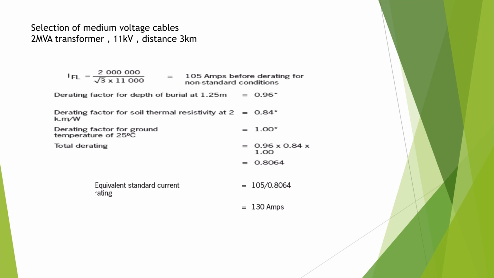Then selection of medium voltage cable. That was for a normal under 1,000 volt cable. Now we come to above 1,000 volt: 11 kV, 2 MVA transformer, distance is 3 kilometers. We're going to use this formula to calculate the amps. We get the amperage. And then we also know we have a derating factor, the depth of burial, which is 1.9. So that is the first one.